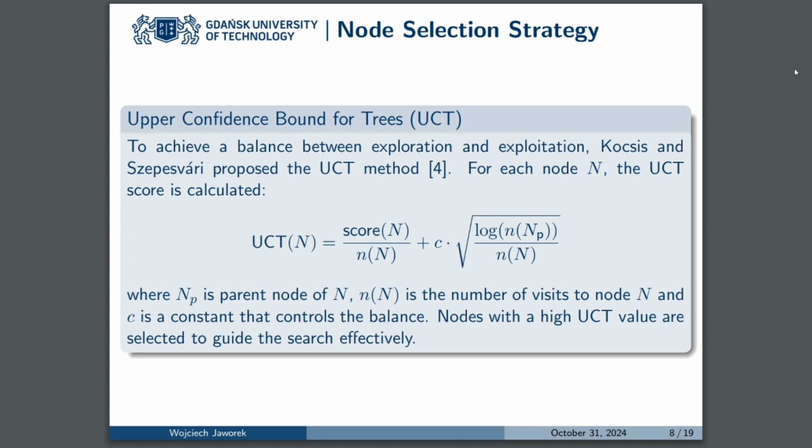But we have a formula that balances exploration and exploitation. In this formula, for each node, we take the average score in the node plus c, which is some constant, times the square root of the logarithm of the number of visits in the parent node divided by the number of visits in the currently examined node. So if the score is high, then the first part of this formula is really high, but also if the number of visits is very low, then the second part of the formula grows very big, and with the constant c, we can balance between those two factors.